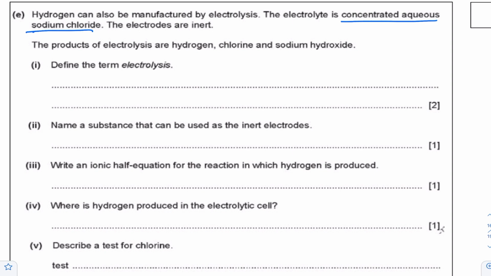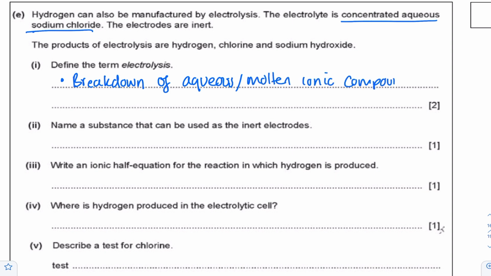So the first thing that you need to say, first mark comes from the word breakdown of an aqueous or molten ionic compound. You must write aqueous or molten, and you must write ionic compound. So it's the breakdown of an ionic compound. You have to imply that you know you can't do it with a solid ionic compound, by electricity or using electricity.